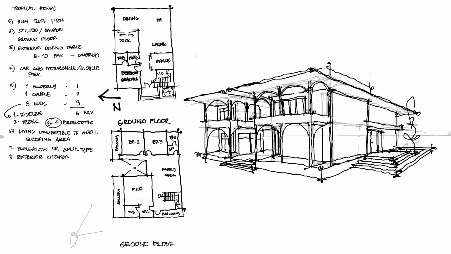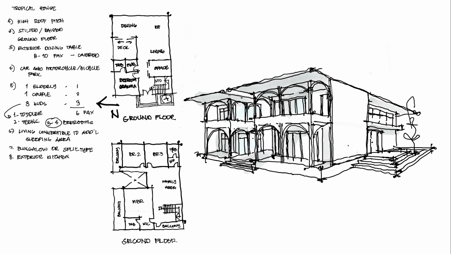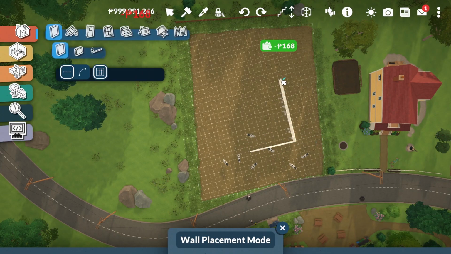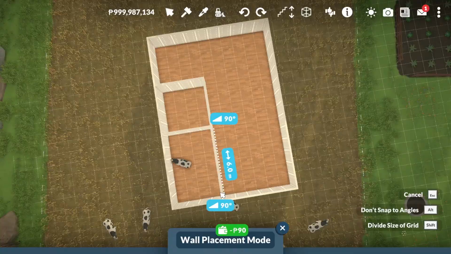Going back to the drawing, the exterior doesn't look like traditional tropical houses. I simply like the idea of corridors and repetition of arches, so this became the initial exterior drawing that I did. Now that I have finished the initial draft, it's time to build it.